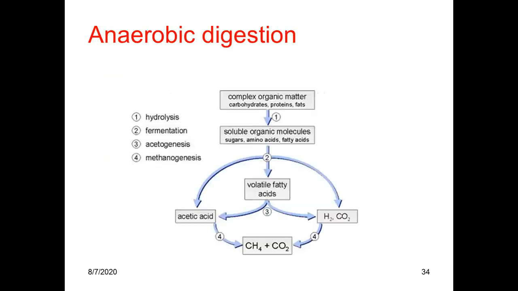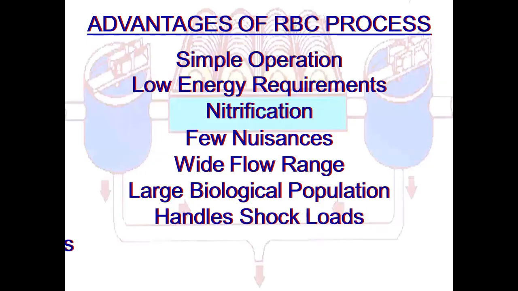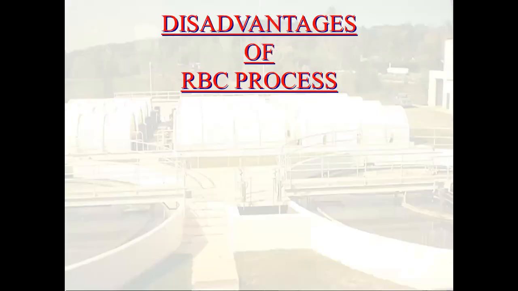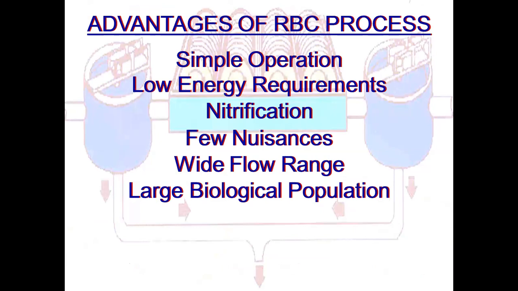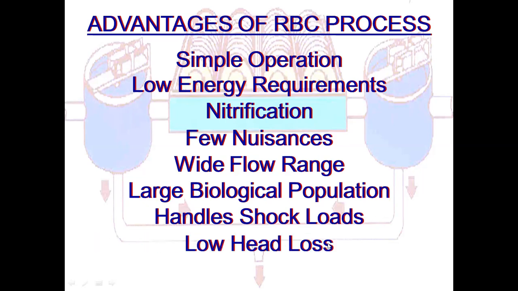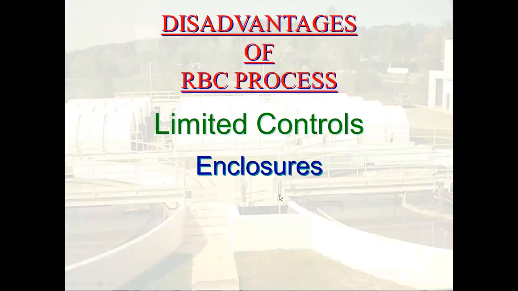Okay, so let's see pictures of rotating biological contactors. So there are some advantages of the RBC process. It is simple, low energy requirement, nitrification, few nuisance, wide flow range, and large biological population. Handle shock loads, low head loss. Then there are disadvantages: limited control, enclosures, limited experience and training.